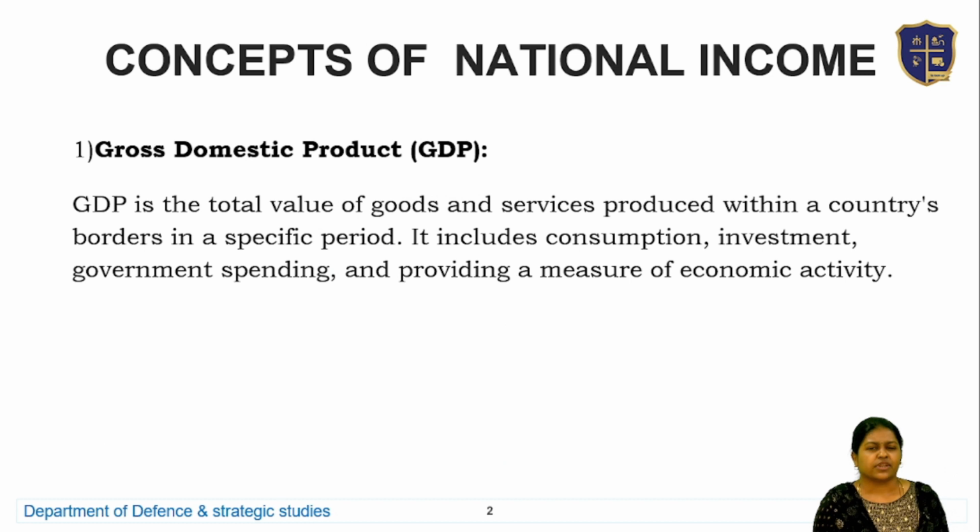Let's see the concepts of national income. There are many concepts. I'm going to take only two concepts for you. One is gross domestic product and the other is gross national product. Gross domestic product: you would have come across this acronym GDP every time in your news headlines. GDP is the total value of goods and services produced within a country's borders in a specific period. It includes consumption, investment, government spending, and provides a measure for economic activity. Under this, we don't include any income from abroad.